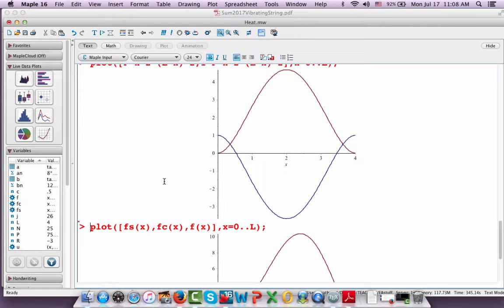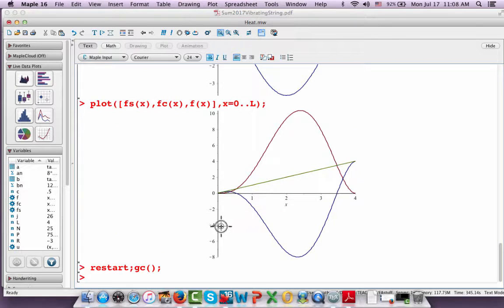A better graph is to look at what happens when I graph fs, fc, and f all in the same graph. This is not to scale. The vertical scale is different than the horizontal scale. The green line is our function f of x equals x.